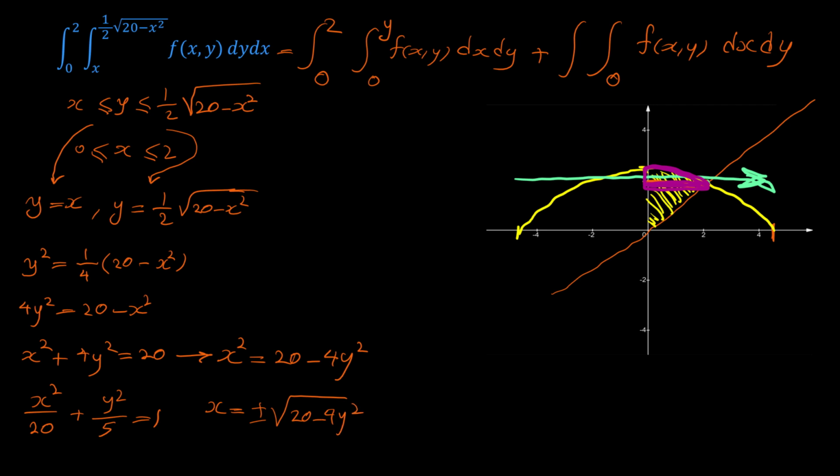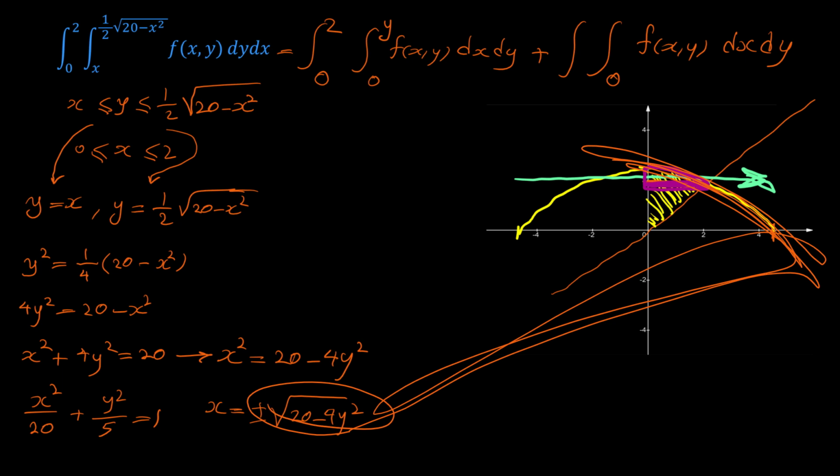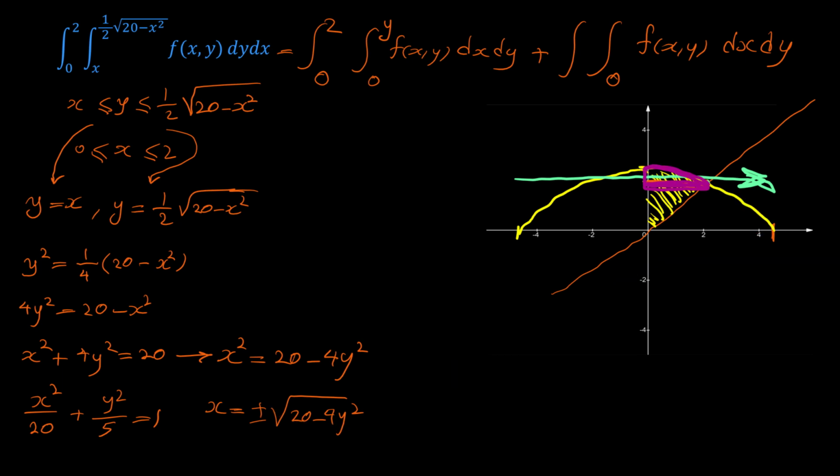The reason that we only consider the plus sign for x is that the negative sign shows this side of the ellipse. But we want the equation that describes this side of the limit, where x is positive. So we consider only the positive sign. So the upper limit for the integral is radical 20 minus 4y squared. And y is from 2 to this point.